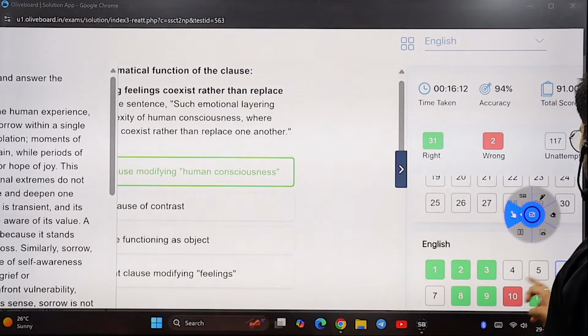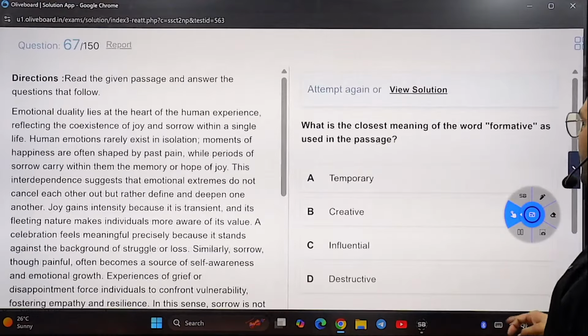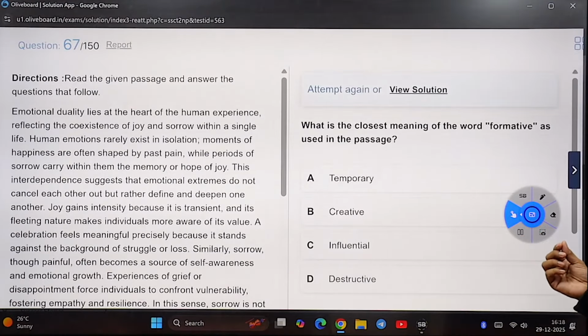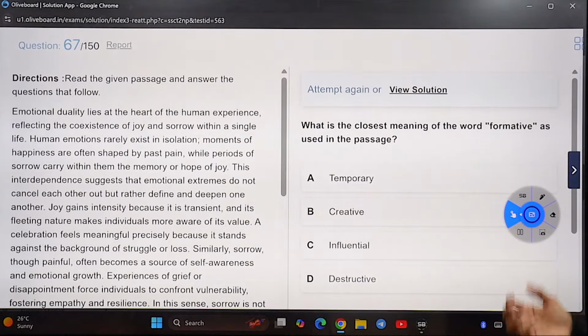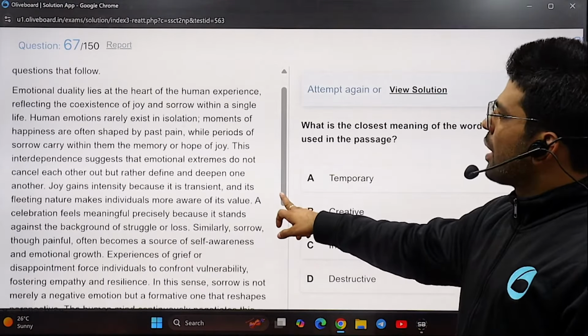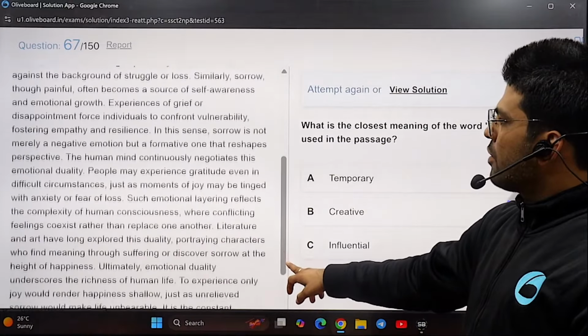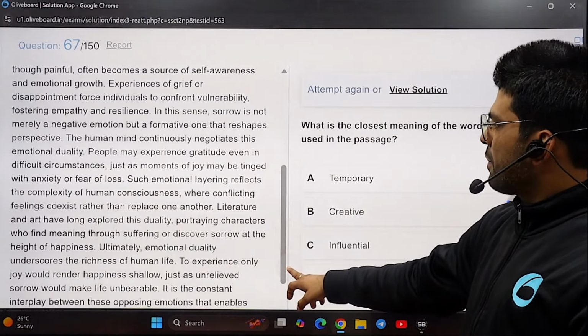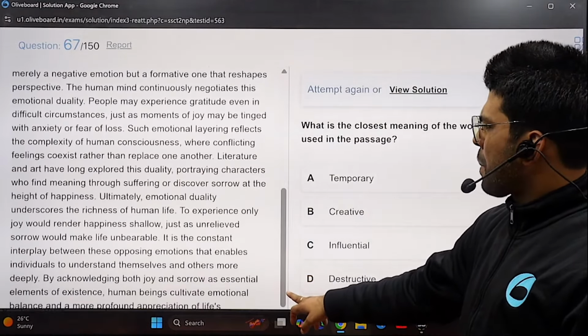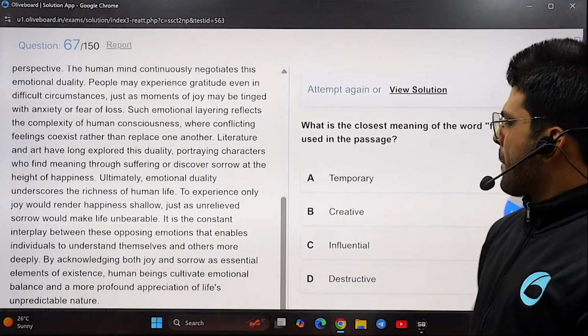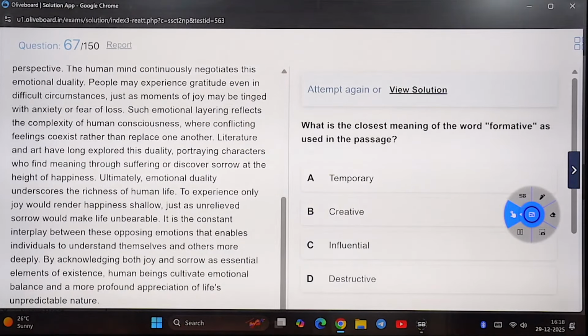Options are easy. What is the closest meaning of the word formative used in the passage? Can eliminate with the help of the options. Formative, can't see the word, but yes, you can eliminate.